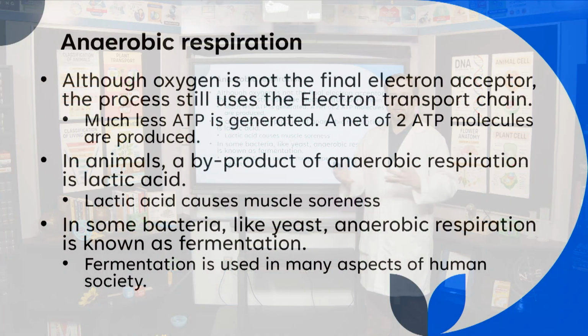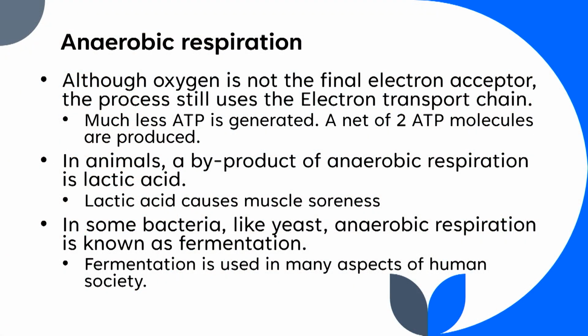Okay, so we're doing ETC here. What's going on next? Through this process, much less ATP is generated. A net of 2 ATP molecules are produced. So in aerobic, we were making 30 to 38. In anaerobic, we're making just 2. So you can see we make a lot less ATP here.